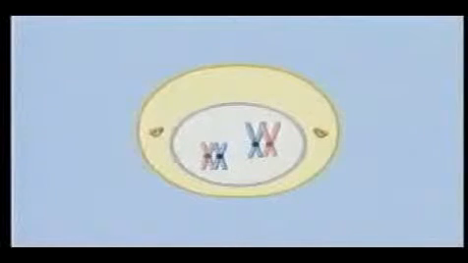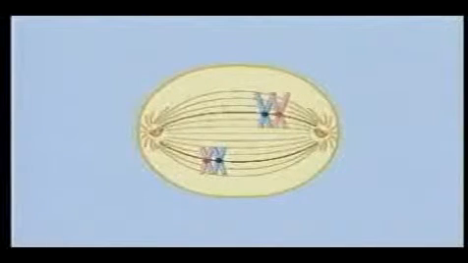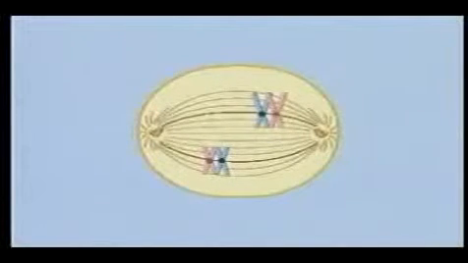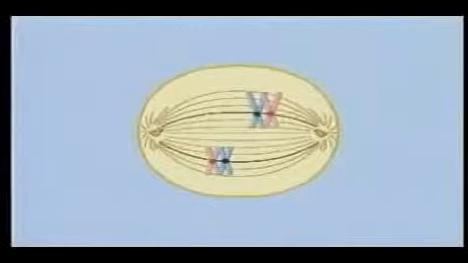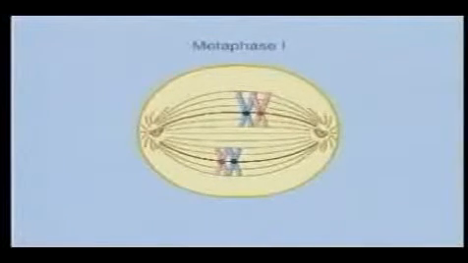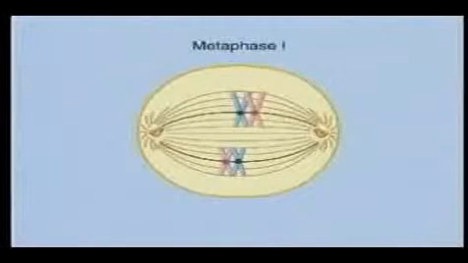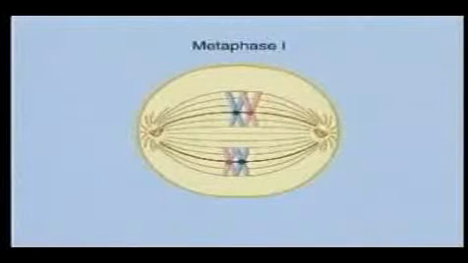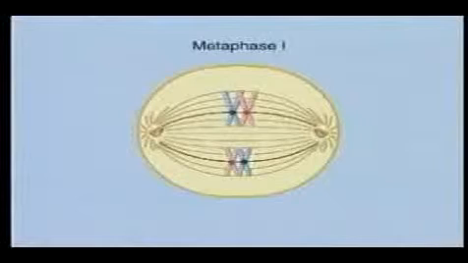The nuclear envelope dissolves and the spindle fibers form. The homologous chromosomes remain paired as spindle fibers pull them toward the center of the cell. The second phase of meiosis I is metaphase I. During metaphase I, the homologous chromosomes line up in the center of the spindle.